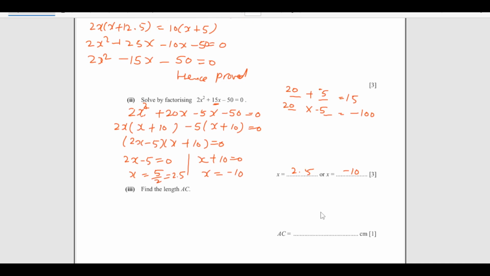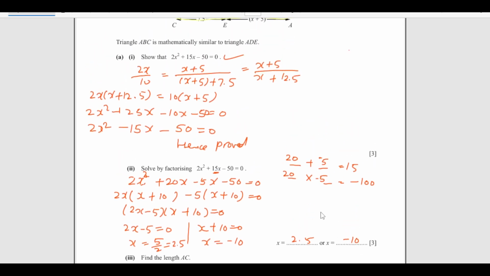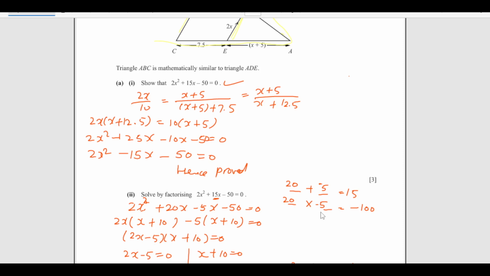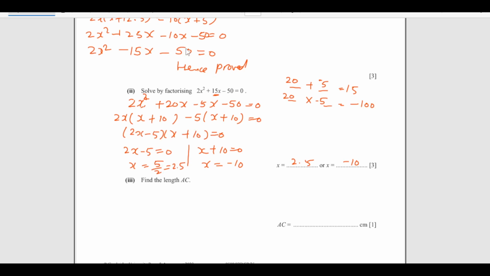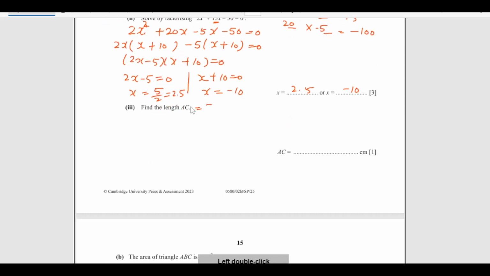Now find the length of AC. So AC, now we have the value of x, we can find it out. We will take the positive value of x to find the length of AC. Length of AC, you see from here to here, is going to be 7.5 plus x plus 5. By taking the positive value, because we can't take length as negative, this is 7.5 plus 2.5 plus 5. So this is 15. Okay.